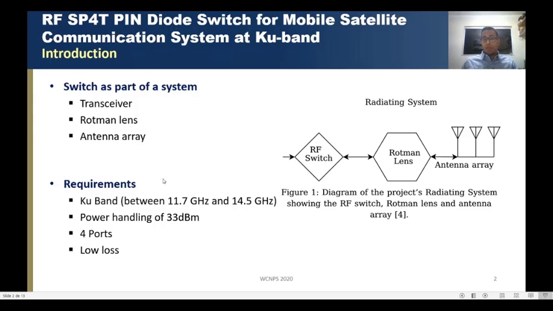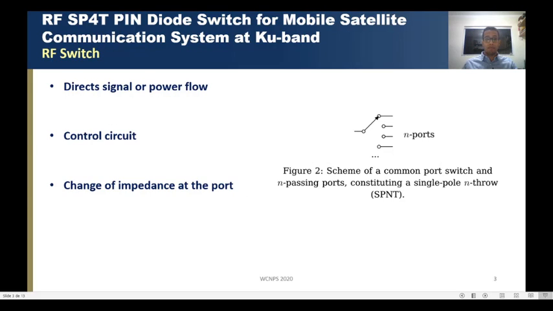The main requirements for the design of the RF switch are that it be in the Ku band, between 11.7 and 14.5 gigahertz. It must have a power handling of 33 dBm. It also has to have 4 ports and low loss.